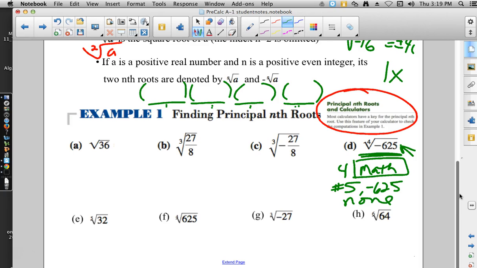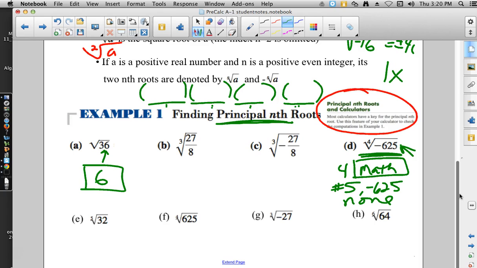So finding principal nth roots, we have the square root of 36. We do need to notice that this said principal nth roots. I know for A we'd really like to write down positive and negative 6. However, notice that a principal root has to have the same sign as the radicand. And that 36 this time is a positive 36, so we're only going to give an answer of 6.